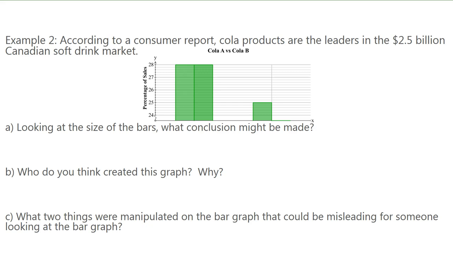Now, example 2. According to a consumer report, cola products are the leaders in the 2.5 billion Canadian soft drink market. So here we have cola A versus cola B. Now looking at the size of the bars, what conclusion might be made? Well, it certainly looks like cola A is many more times more popular than cola B. If we look at, say, this block, there's 1, 2, 3, 4, 5, 6, 7, 8 times more than that. So it's making it seem a lot bigger than it might actually be.